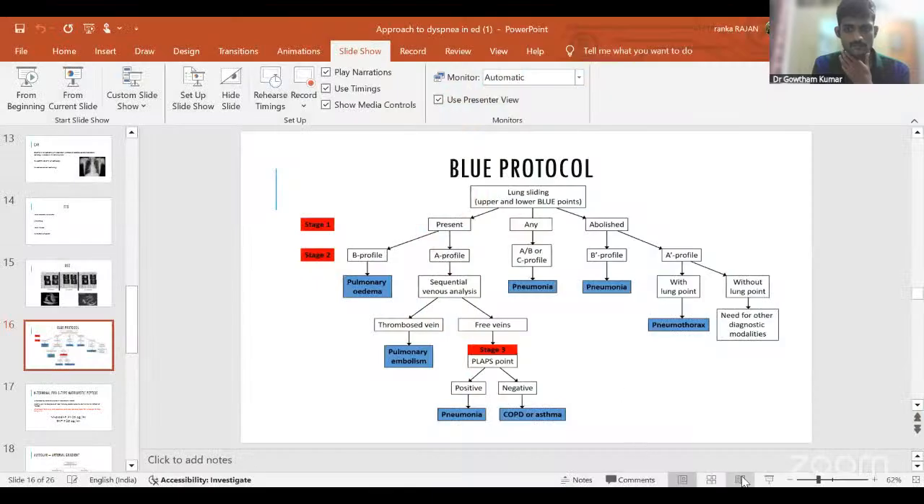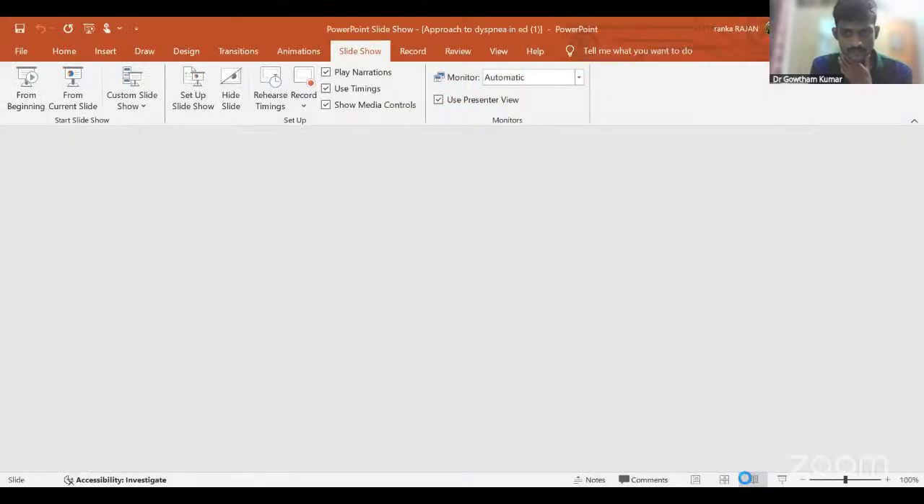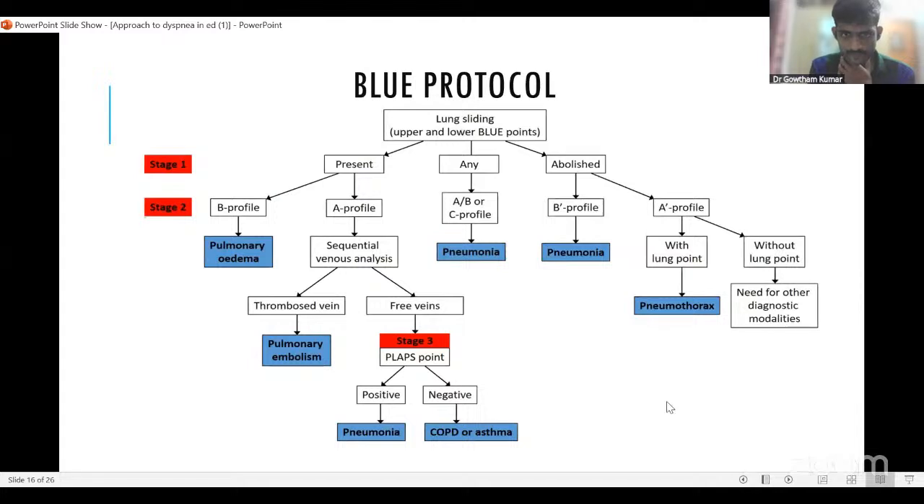Sir, your slide, your... One second. Now it's seen, sir. Sir, your slide is not visible, sir. Now, sir. No, sir. Now, sir. Yes, sir. Visible, sir. Yeah. Go ahead.